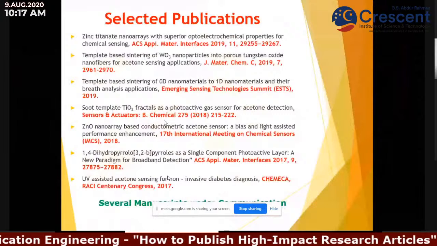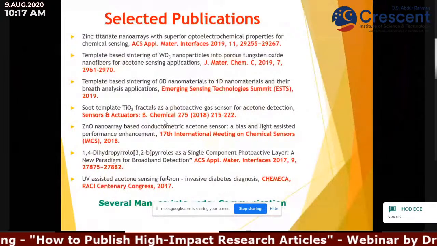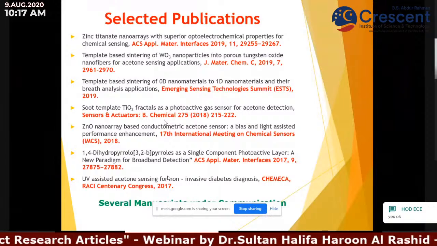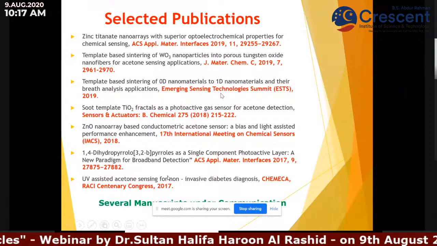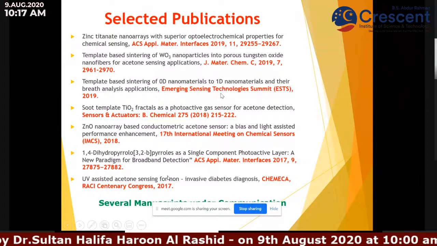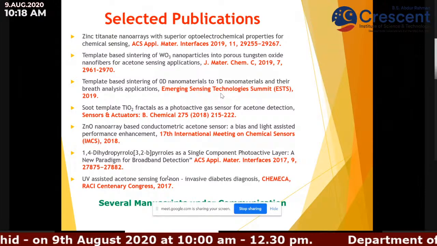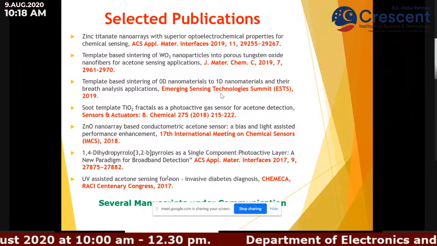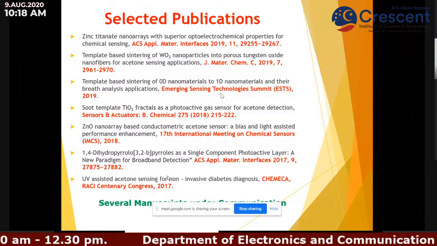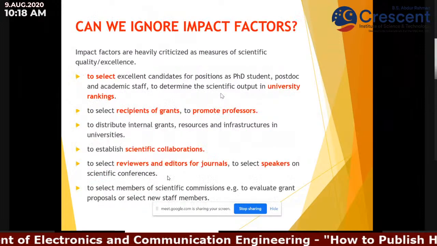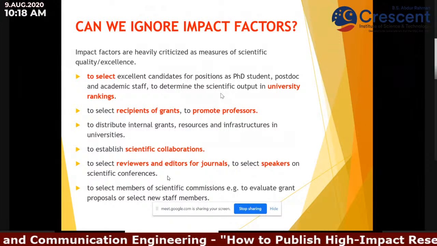Okay, here's my extensive presentation. I have several publications in Applied Material Chemistry, American Chemical Society, Journal of Material Chemistry. My area of research is gas sensing. So there are plenty of papers in Sensors and Actuators as well, and there are several manuscripts under communication.